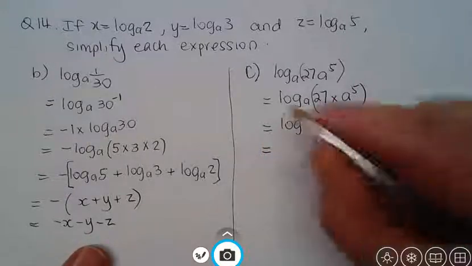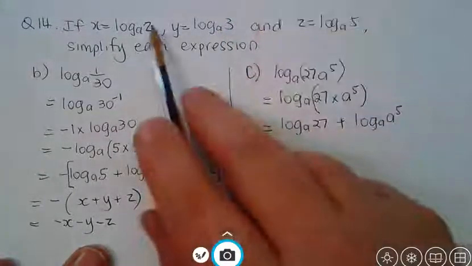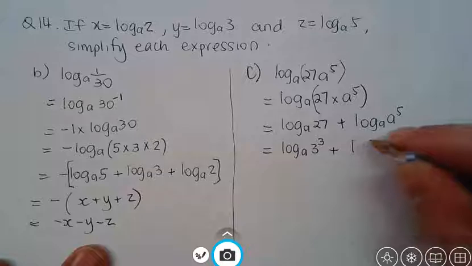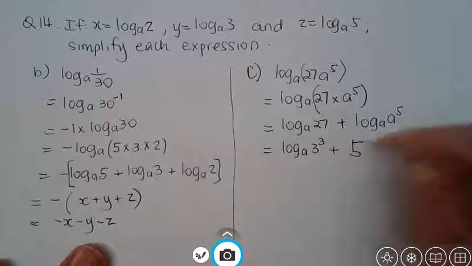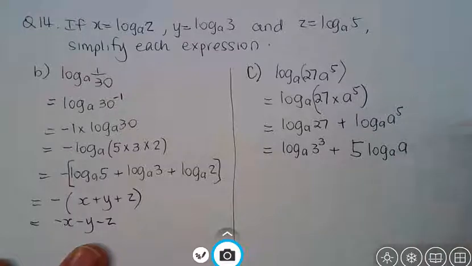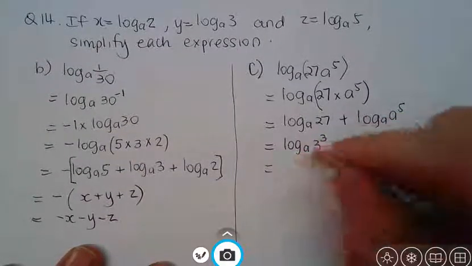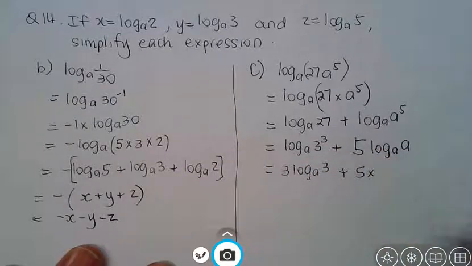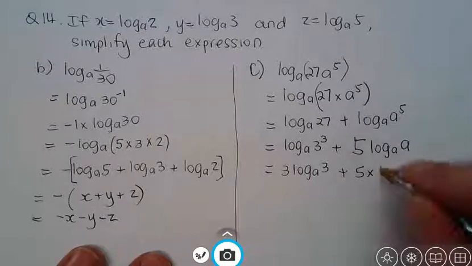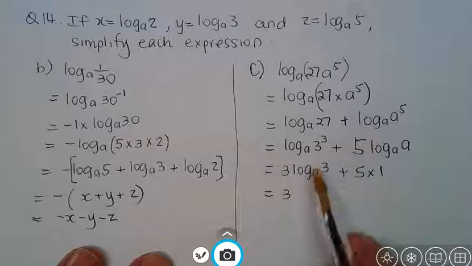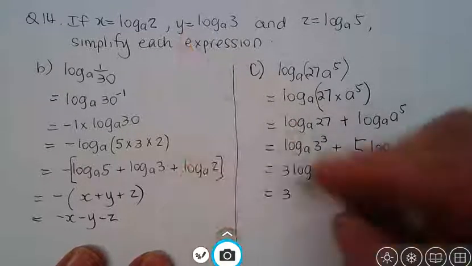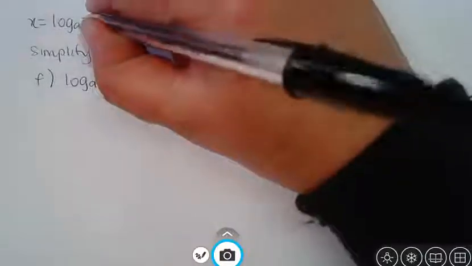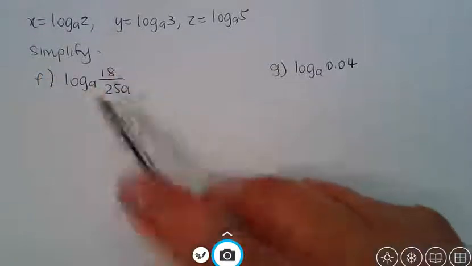Now 27 is 3 cubed, because we're trying to write it in terms of log to the base a of 2, 3 or 5. So that would be log to the base a of 3 cubed plus, now here I can bring that 5 to the front, so it's 5 times log to the base a of a. Now this 3 can come to the front, so that's 3 times log to the base a of 3 plus 5 times, now log to the base a of a is 1, so this is 3 times, now log to the base a of 3 is y, so it's 3y plus 5 times 1 is 5, so it's 3y plus 5.